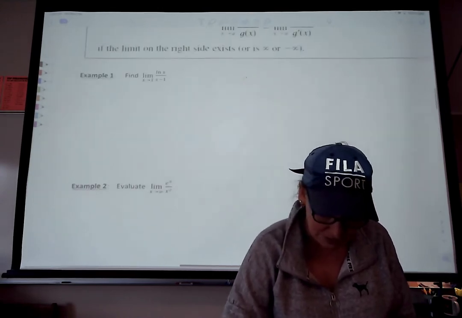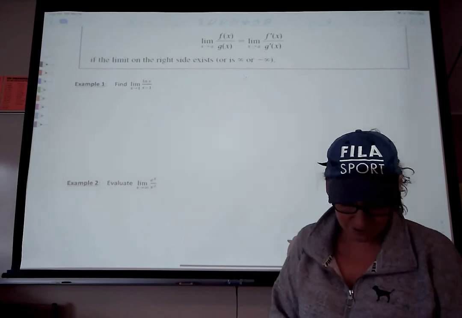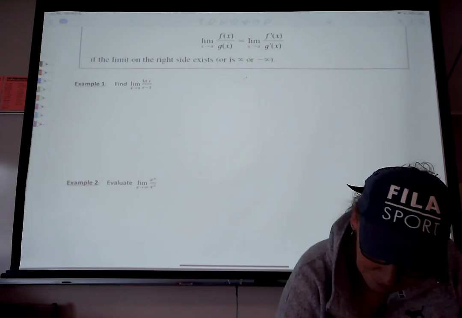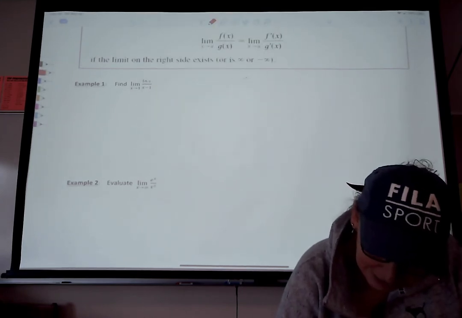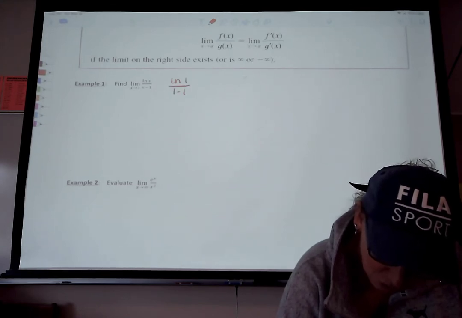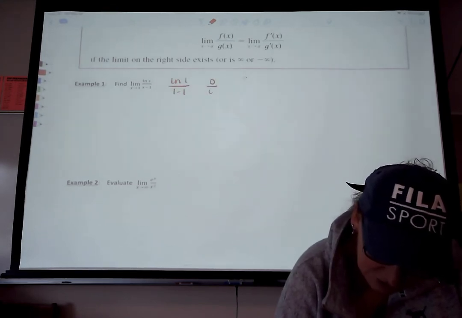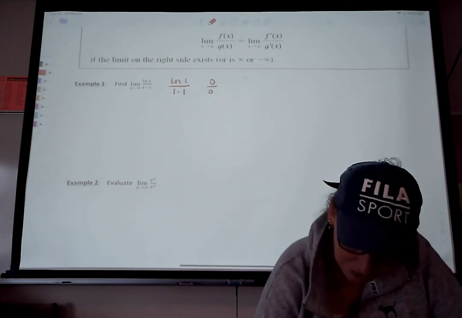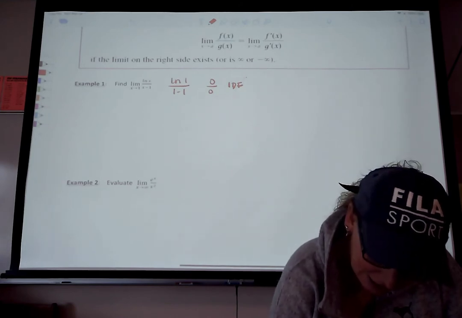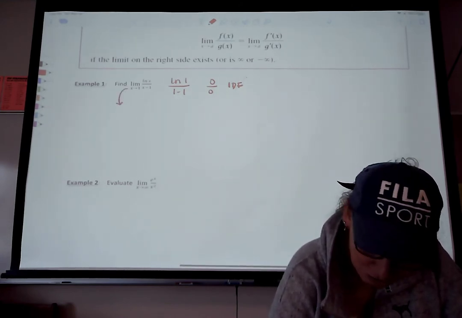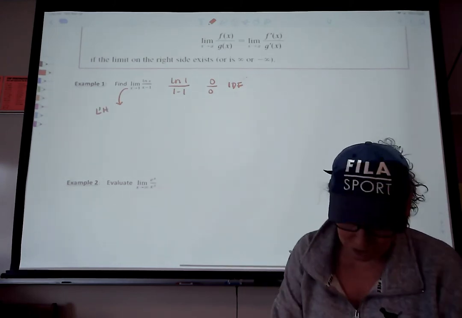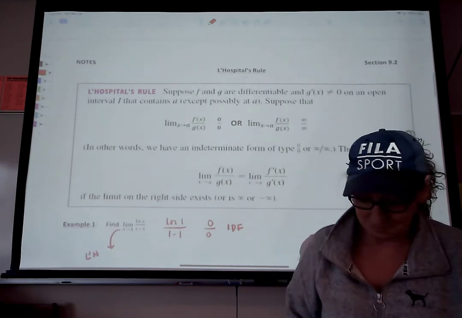Okay, here we go. Let's go ahead and start doing some problems together. So here I go. I'm going to sub in 1. And I get natural log of 1 over 1 minus 1, which is 0 over 0. This is an indeterminate form, which means I can use L'Hopital's rule. Now, let me show you what L'Hopital's rule is. Oh, I forgot to tell you what L'Hopital's rule is.